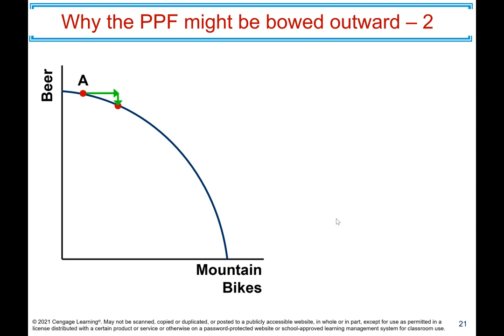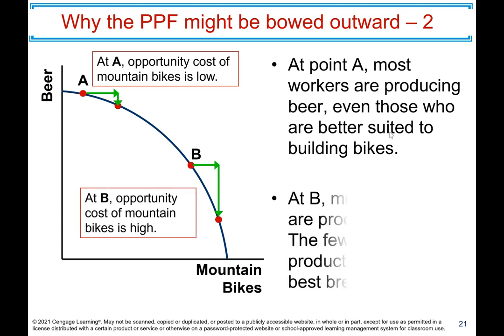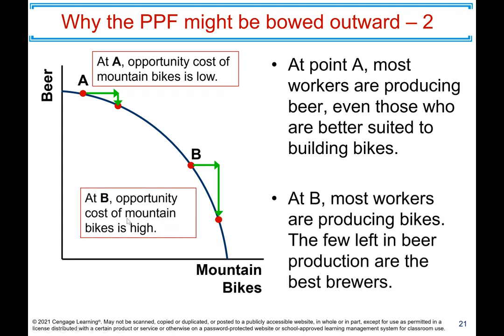So if you move to point A, at point A, the opportunity cost of mountain bikes is very low. Why? Because at A, most workers are producing beer. Even those who are better suited at building bikes are producing beer. But as you acquire more and more mountain bikes, you get to point B. At point B, the opportunity cost of a mountain bike is high. At B, most workers are producing bikes. The few left in beer production are the best brewers out there.